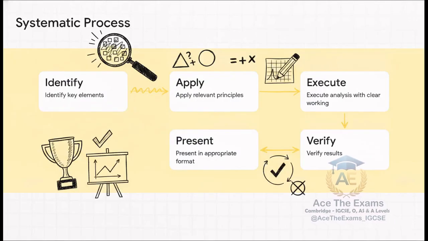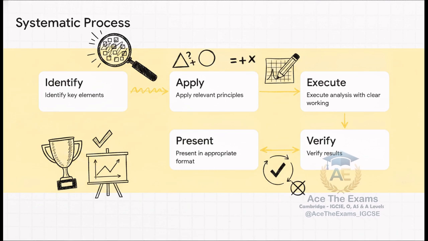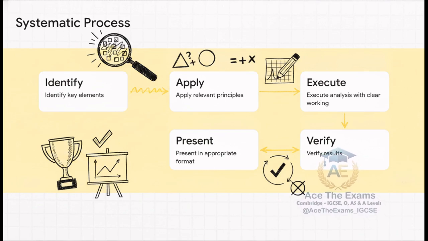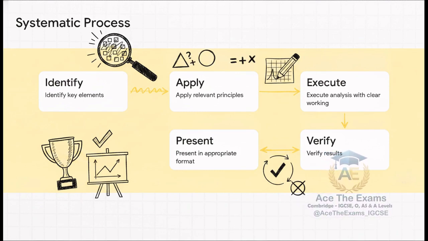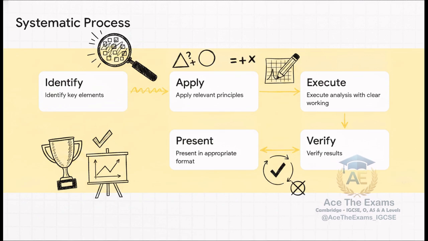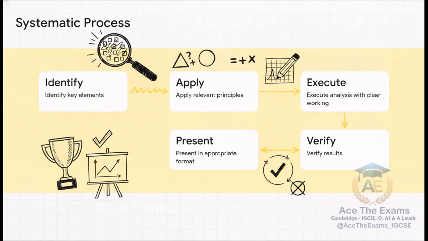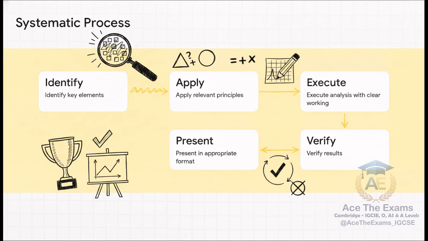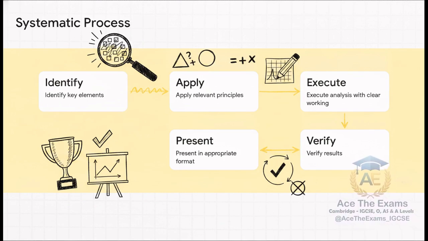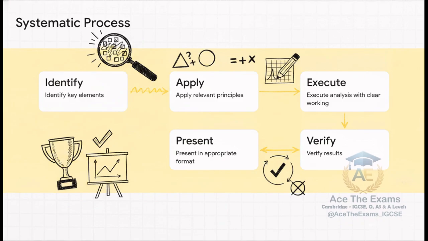To actually build that discipline, you'll want to follow this standardized 5-step sequence. First, identify the key elements of the progression. Second, apply the relevant mathematical principles. Third, execute your analysis with really clear working. Fourth, verify your results, like take a second to ask, does this answer actually make logical sense? And finally, present it all in the appropriate format. If you stick to this sequence, you're guaranteeing a logical flow that is incredibly easy for an examiner to follow and, more importantly, to reward with points.